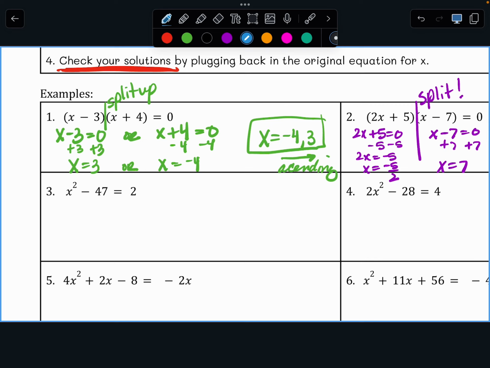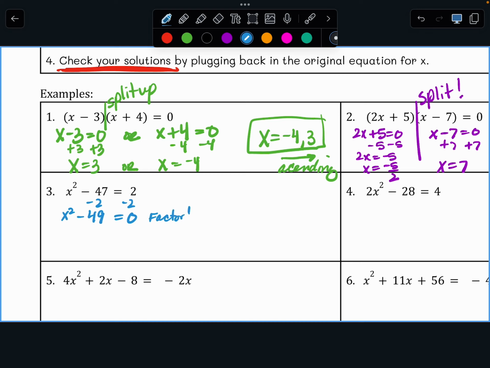Okay, so what's the first step? I need to subtract the 2 because I need to have it equal to 0. So I'm going to subtract 2 from both sides. So I get x squared minus 49 equals 0. That's step 1. So now I have to factor.